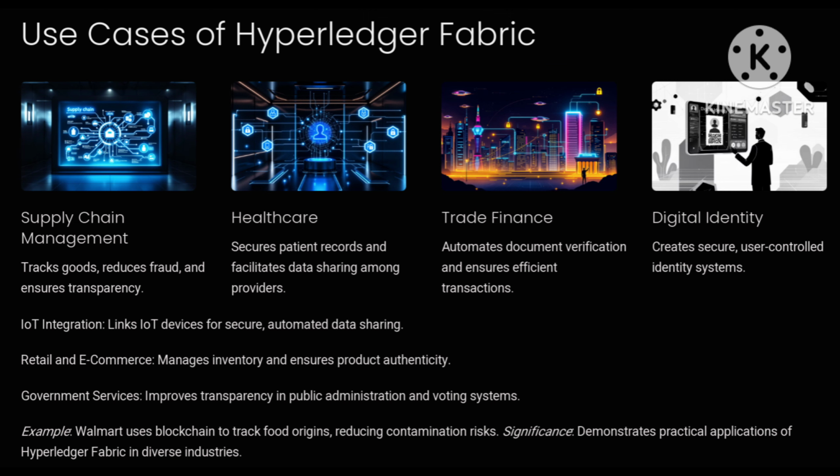Digital identity, creates secure identity systems. IoT integration, enables secure data sharing between IoT devices. Retail and e-commerce, tracks inventory and ensures authenticity. Government services, improves transparency in public administration. Example and significance. Walmart uses blockchain to track food origins, reducing contamination risks. These use cases demonstrate how Hyperledger Fabric addresses specific challenges in diverse sectors.